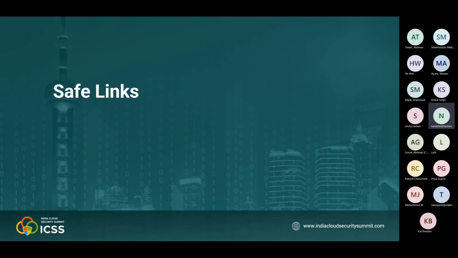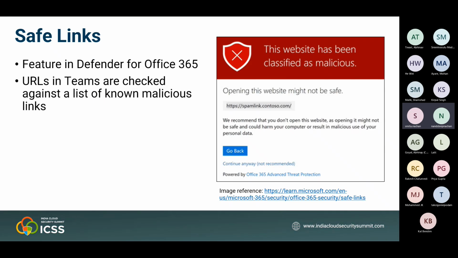Now let's talk about Safe Links. Safe Links is a feature in Defender for Microsoft 365 that provides URL scanning. After you turn on Safe Links protection for Microsoft Teams, URLs in Teams can be checked against a list of known malicious links. When the protected user clicks the link, for example with time-of-click protection, the URLs are not rewritten. If a link is found to be malicious, the user will have a different experience.